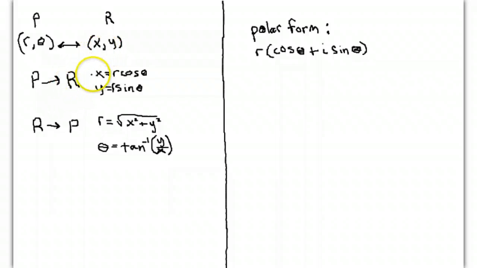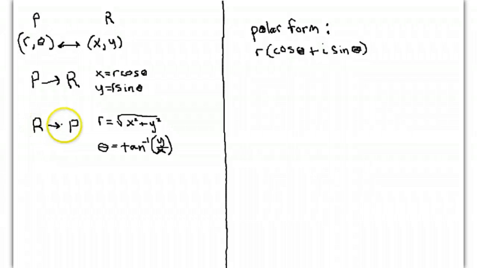To do that, you need the formula. So the formula for X: if you're going from P to R, that means you already got R theta. You're trying to go to XY. So to get X is going to be R cosine theta. Whatever R is and whatever theta is, you plug it in this formula and it'll give you what X is. And to get Y, it's going to be R sine theta. Same thing, except you're just using sine instead of cosine. So that's how you get to XY, which is not that difficult.